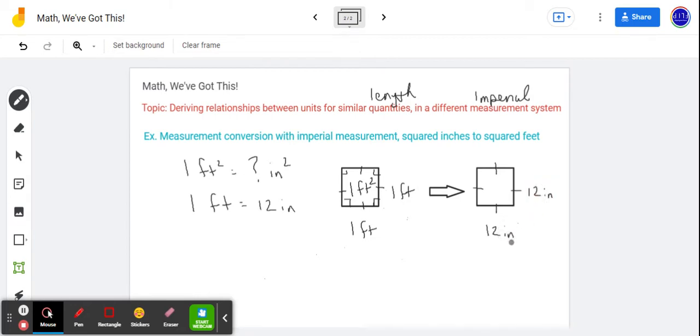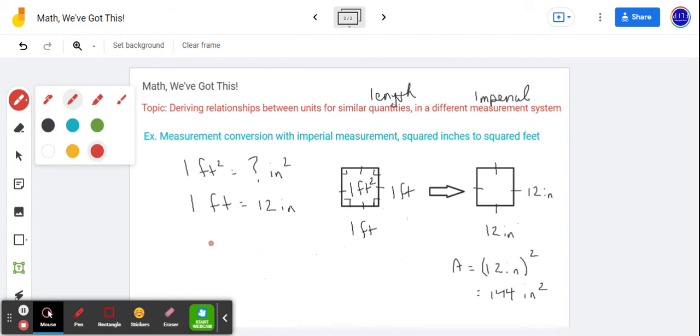would be the lengths of this particular square's sides, which means that the area of this square, on the one on the right that is, would be 12 inches multiplied by 12 inches, or 12 inches all squared, which would give you 144, right? 12 by 12 squared inches. So therefore, we now have our relationship. So we know that 1 squared foot is going to give us 144 squared inches.